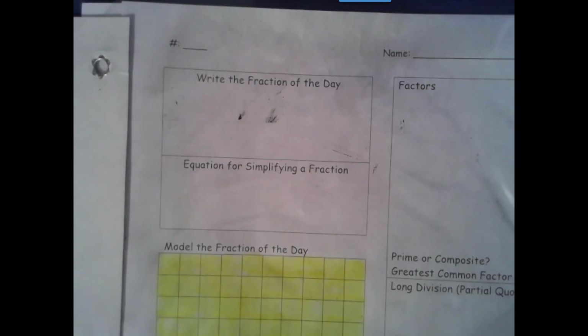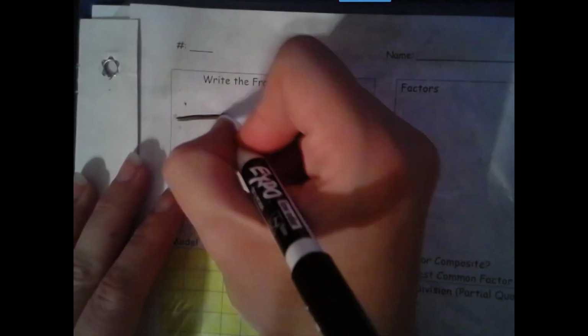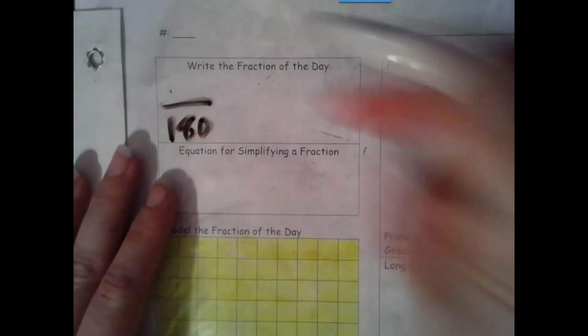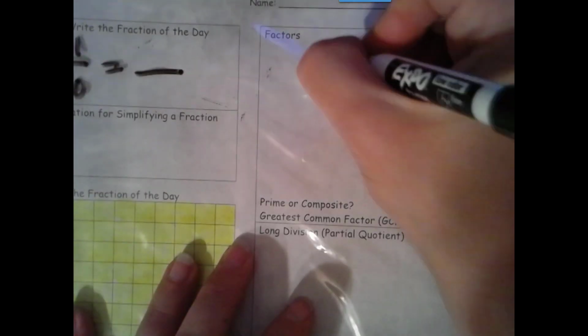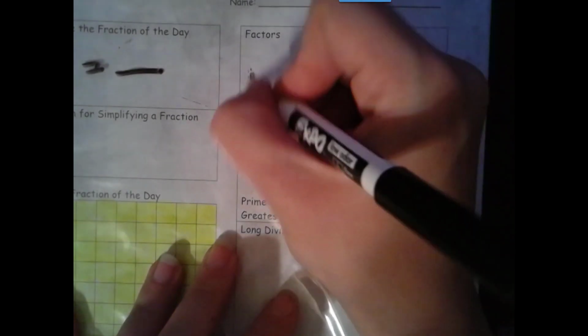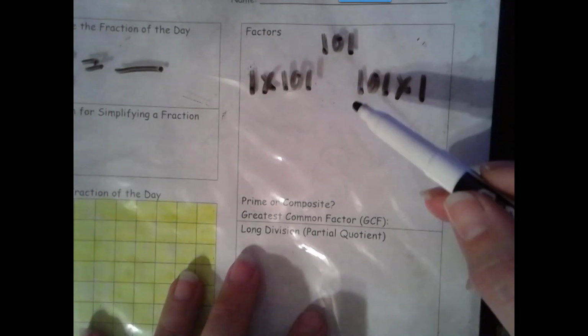Okay, let's get down our beginning fraction. Our denominator is 180 because that's the total amount of school days. We're on day 101. Let's find the factors of our numerator. Two factors we always know are 1 and the number itself. And using the commutative property of multiplication, I have 101 times 1.